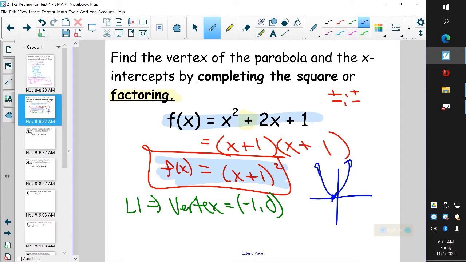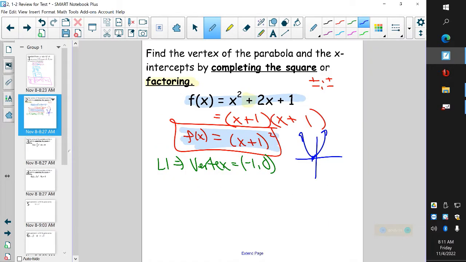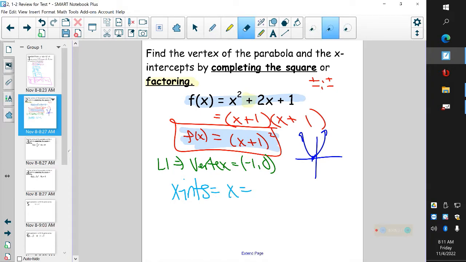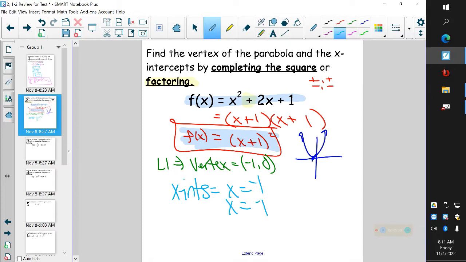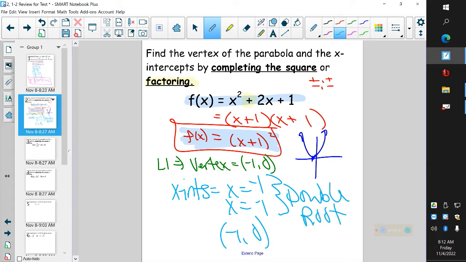It is touching the x-axis at one spot, and it's not going through the x-axis, but rather turning around and going right back up the way it was. So this means my x-intercept is going to be x equals -1 two times. Why? Because it is a double root. Do we understand that? So (-1, 0) not only goes as the vertex, but also the x-intercept.